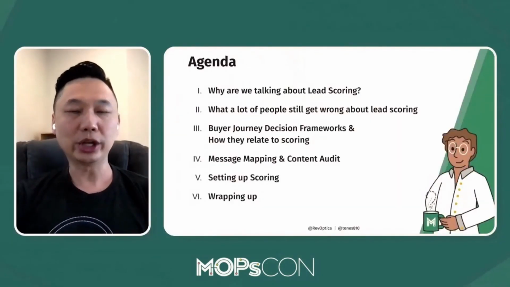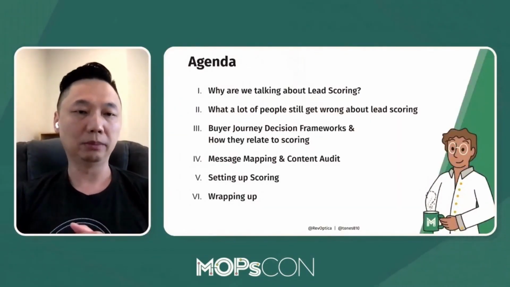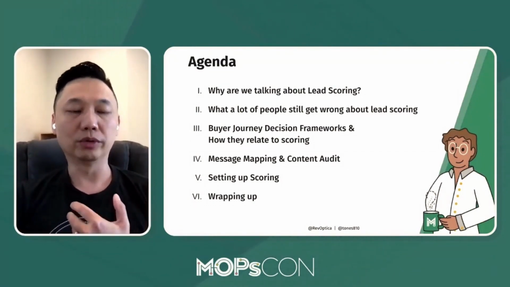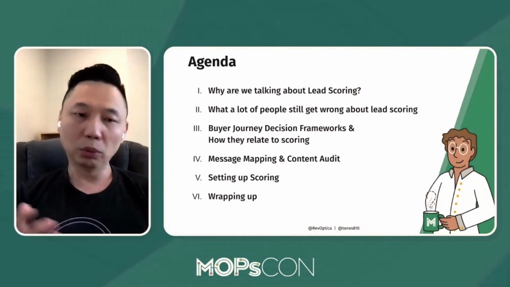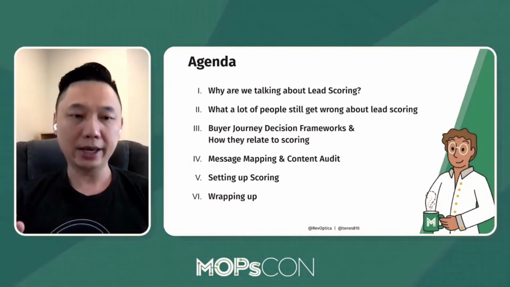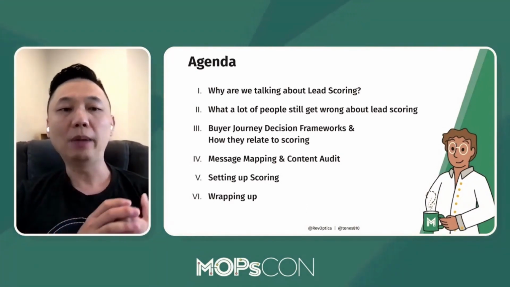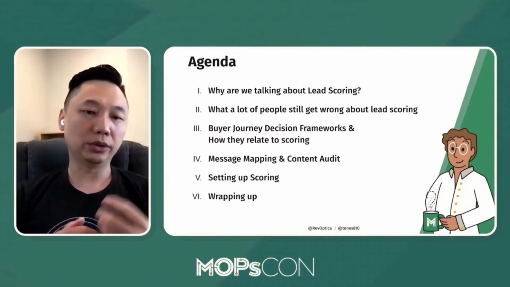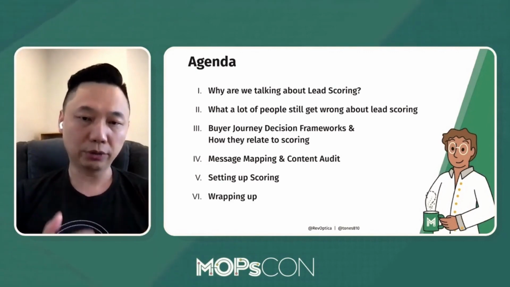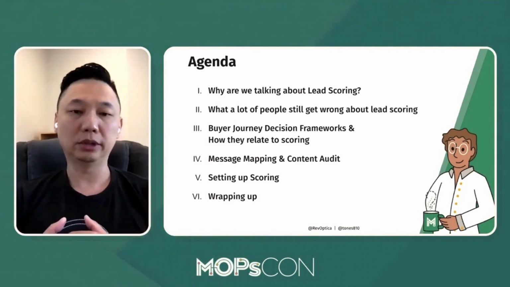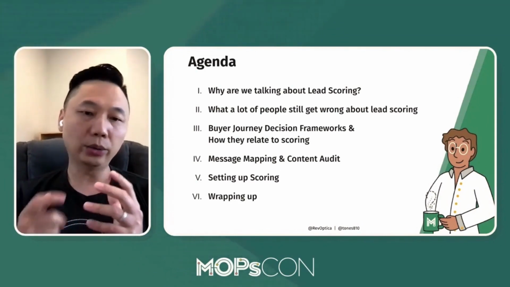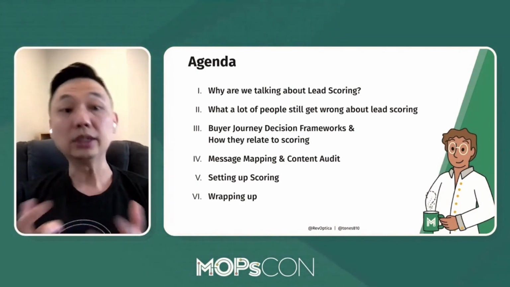All right, let's just jump right in. So today's agenda, we'll cover these items, and I'll just give you a highlight or overview of what we'll be covering. Number one, why are we talking about lead scoring today? Number two, what I believe a lot of people still get wrong about lead scoring. Then I'll start to introduce the buyer journey decision framework, the one that I specifically use across different companies I work with, and how these frameworks relate to lead scoring.